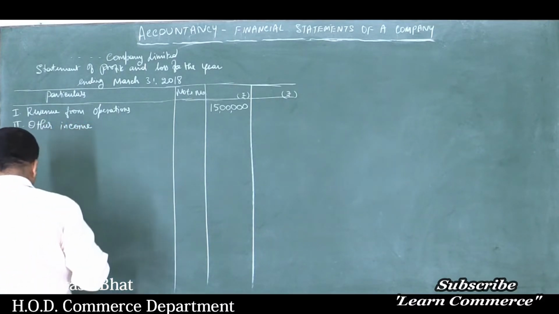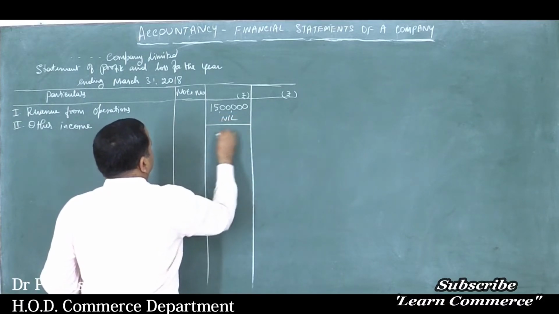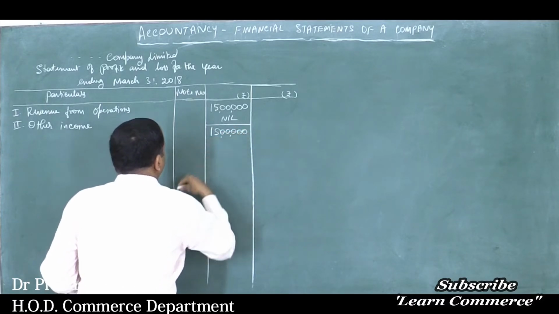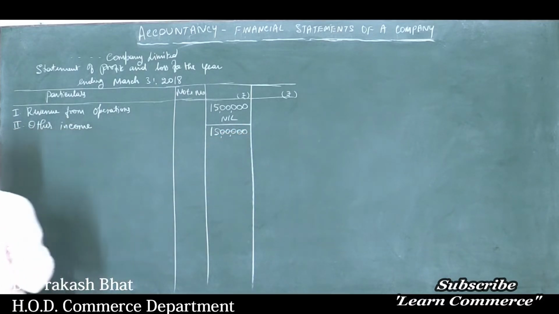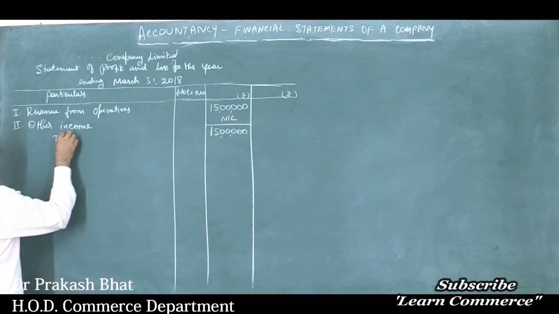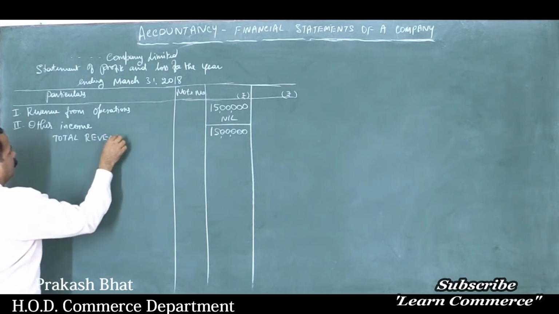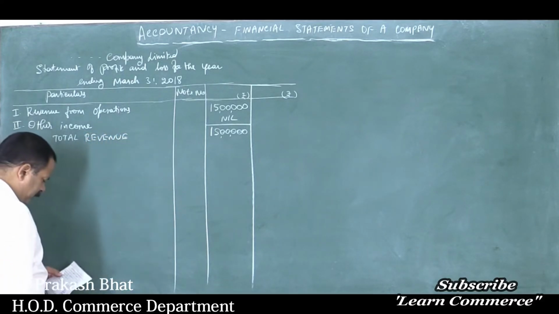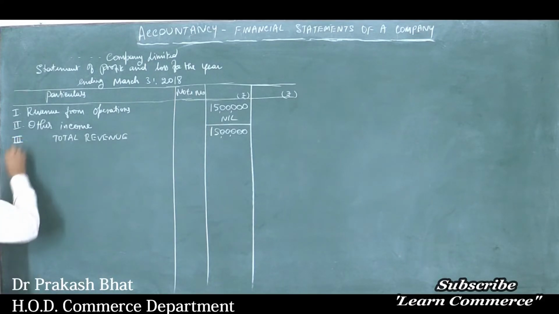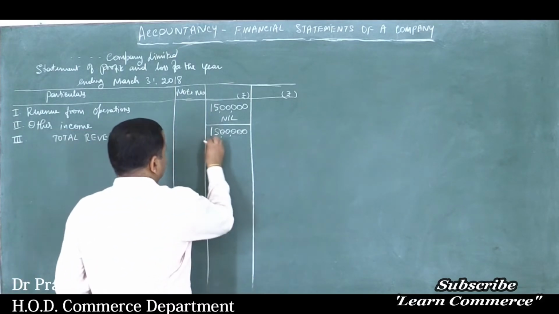How much is it? Other income, nil. Take the total, 15 lakh. That is called total revenue. Total revenue, 15 lakh. That is third. Underline this.